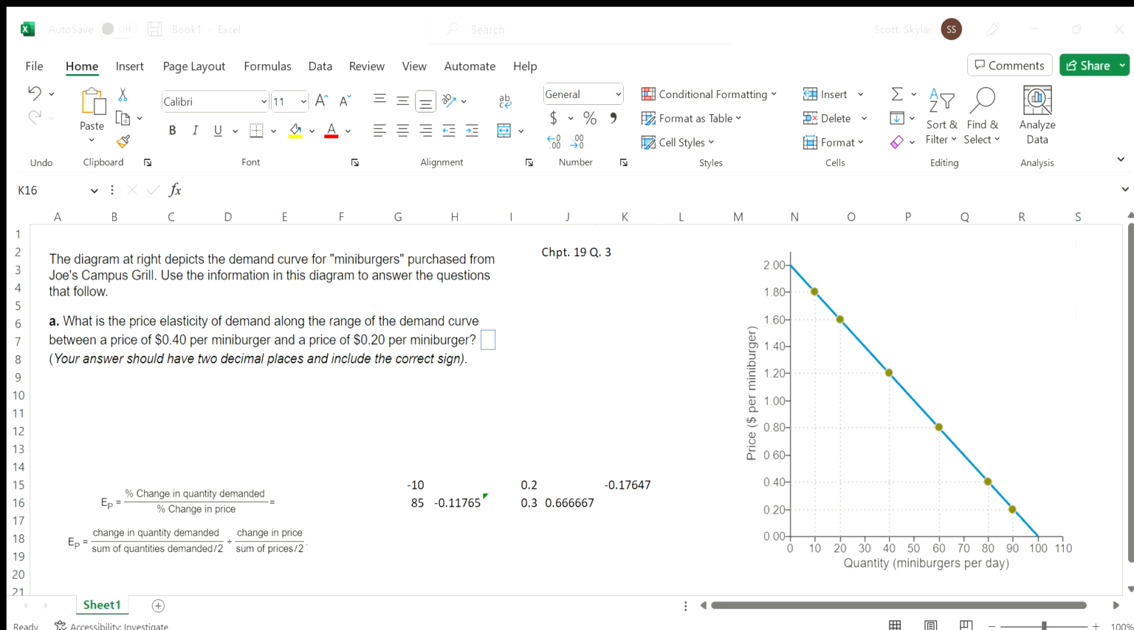I'm going to go ahead and put that in the module, let you know if we're right. Checking it right now. -0.18. And awesome, we got it correct.